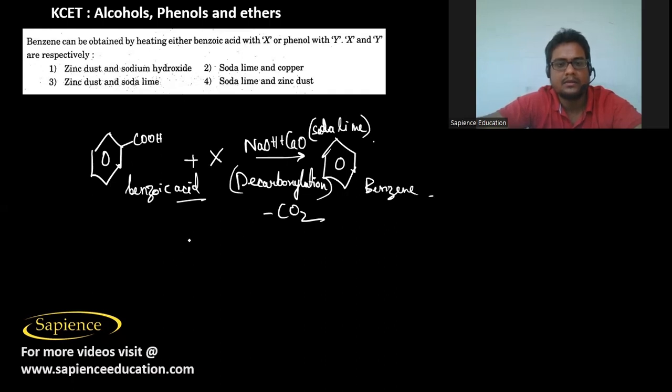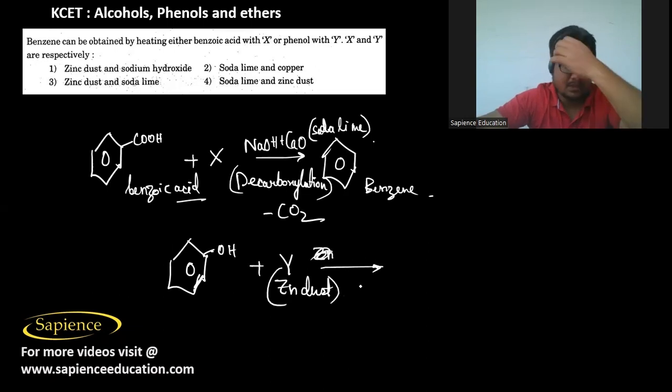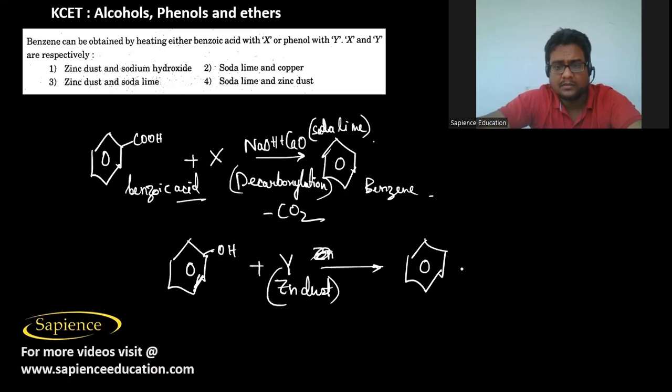Then, or phenol with Y. So phenol, C6H5OH, will react with Y. It means it should react with zinc dust. This Y should be zinc dust. If that reacts with phenol, that will also produce benzene. So it means that this reagent X should be soda lime and Y should be zinc dust. So option 4 is the correct answer.